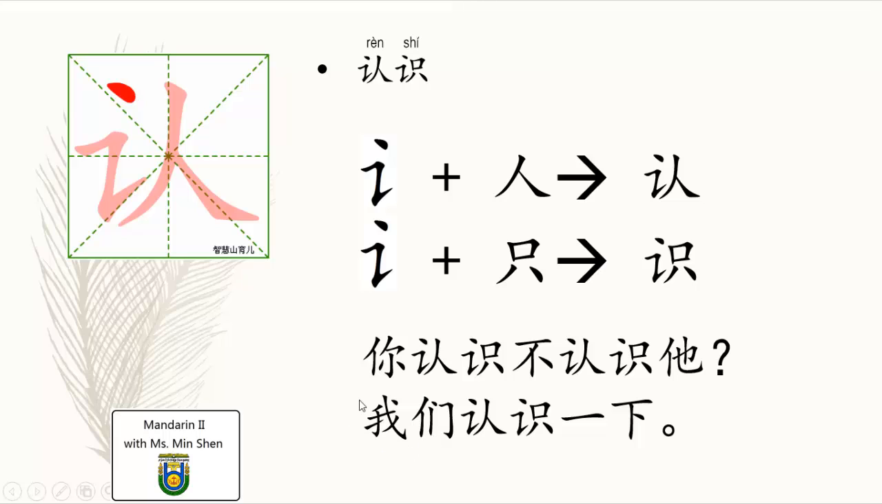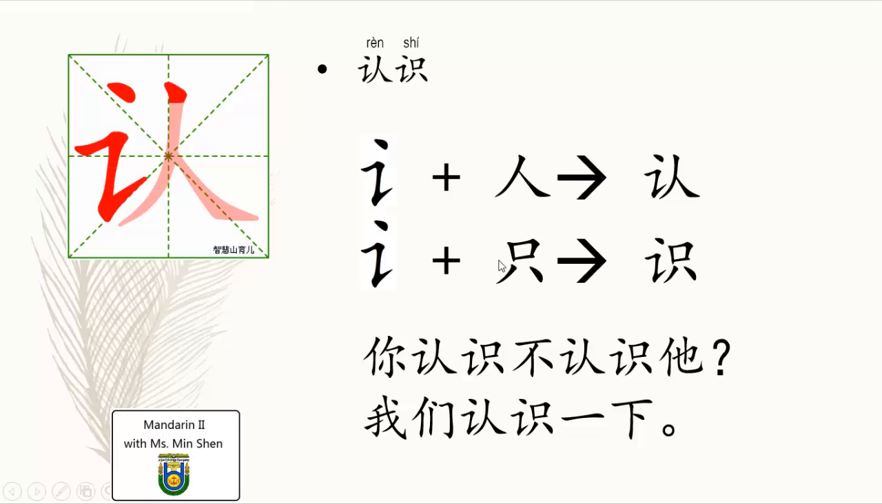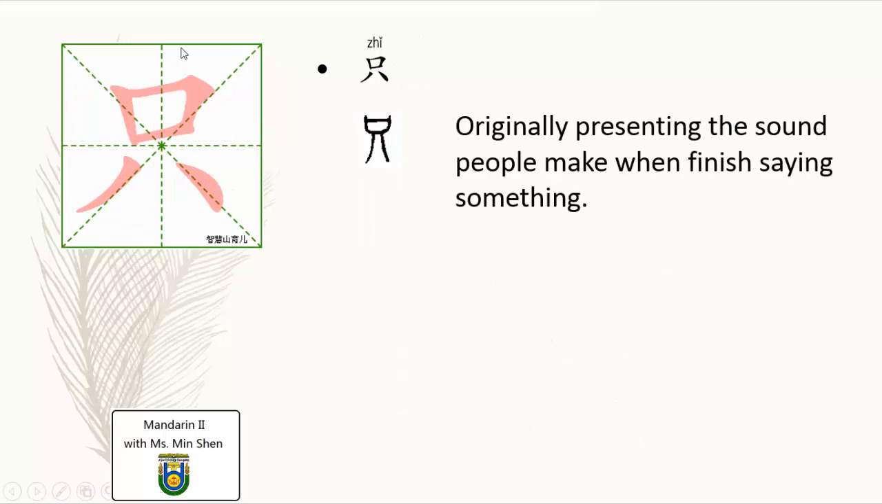Something meant, and you haven't learned it yet, but you can have a guess. It's not 你们, it's not 他们. So it should be 我们认识一下, the direction going down. 我们认识一下, let us get to know. So just now I said this one is 知, presenting the sound. We look at it together.